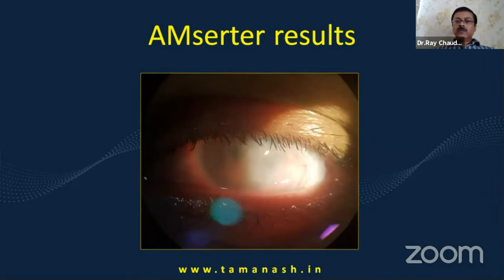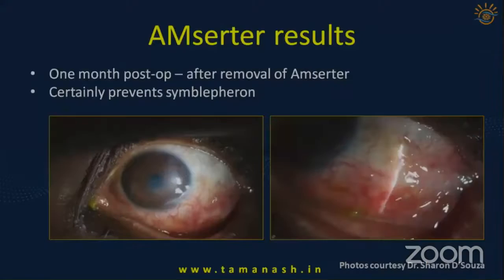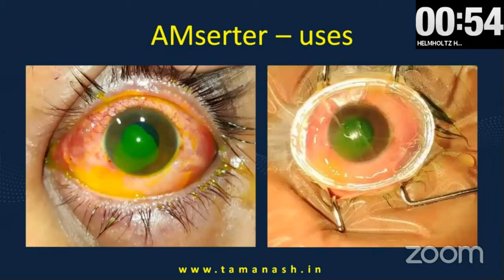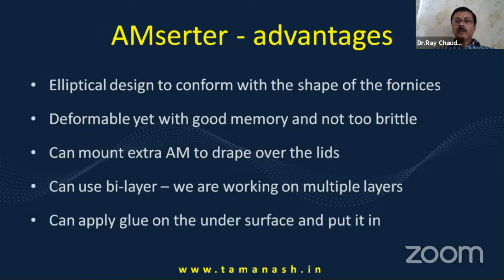This is another case of the inserter used in a chemical injury. And this is another use of amniotic membrane inserted in a case of chemical injury. And these are the results. This has been used in large epithelial defect, corneal epithelial defect following chemical injury.